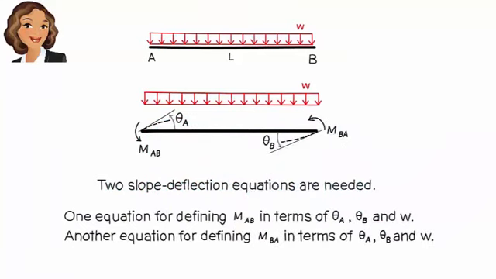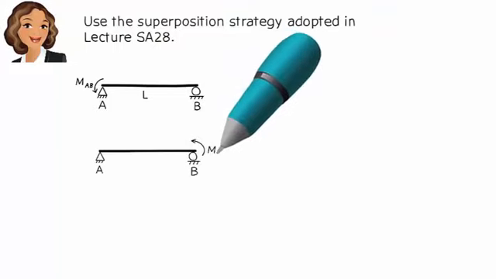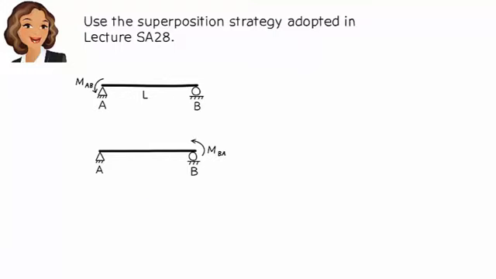To get these equations, we are going to employ the superposition strategy we adopted in the previous lecture. We start by writing end rotations for a simply supported beam under three separate loading cases. Then we superimpose the three cases to arrive at our target equations. Here are the three loading cases we need to consider. A simply supported beam subjected to a positive moment at A. The same beam subjected to a positive moment at B, and the beam subjected to a uniformly distributed load.